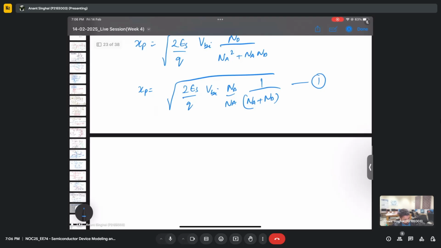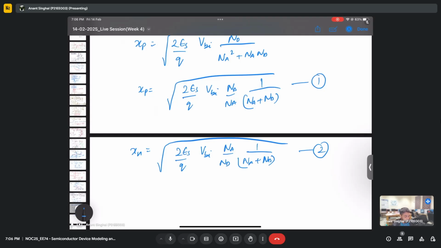Similarly, if you try to calculate xn, that will also be the same. The only difference will be VBI, it will be Na by Nd, and this will remain the same. Any doubts in these two equations?